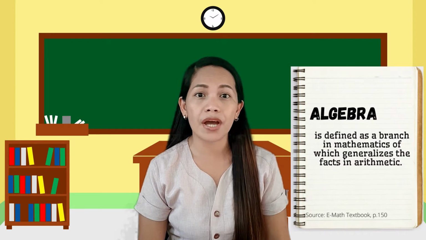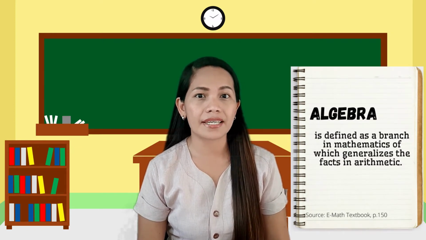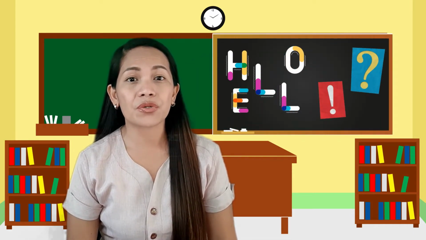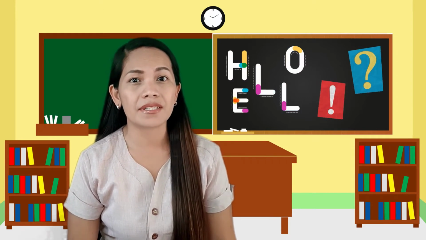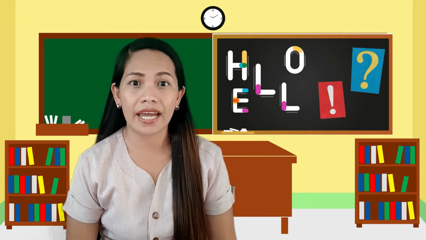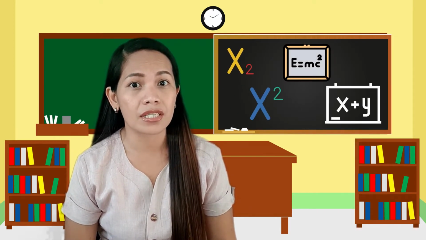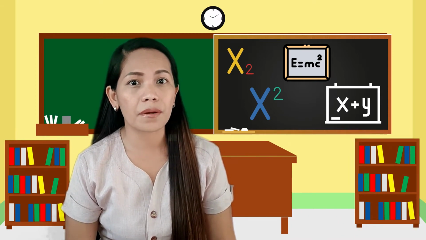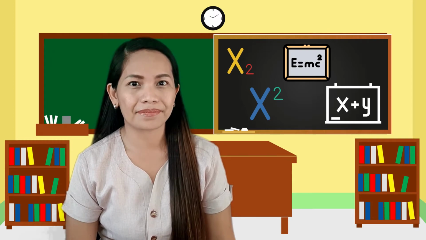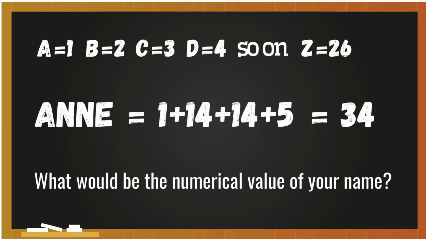Algebra is defined as a branch of mathematics which generalizes facts in arithmetic. We use letters and punctuations to create words or phrases for us to be able to speak or write. On the other hand, algebra uses expressions, which we call algebraic expressions, that use letters along with numbers and operation symbols. Suppose numbers are assigned to letters of the alphabet as follows: A equals 1, B equals 2, C equals 3, D equals 4, and so on up to Z equals 26.